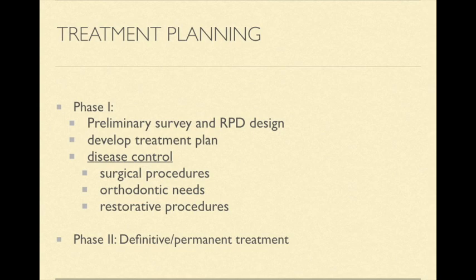So the treatment planning in phase 1 includes the preliminary survey and RPD design. And then you have to develop the treatment plan for the patient. Also, if a patient has any active disease, then you have to do disease control in phase 1. It might include surgical or restorative procedures. When you finish the disease control and all the teeth are in healthy condition, then you move to phase 2 to do the definitive or permanent treatment.